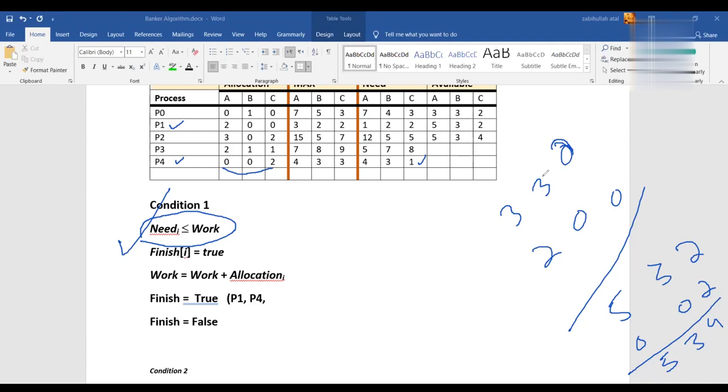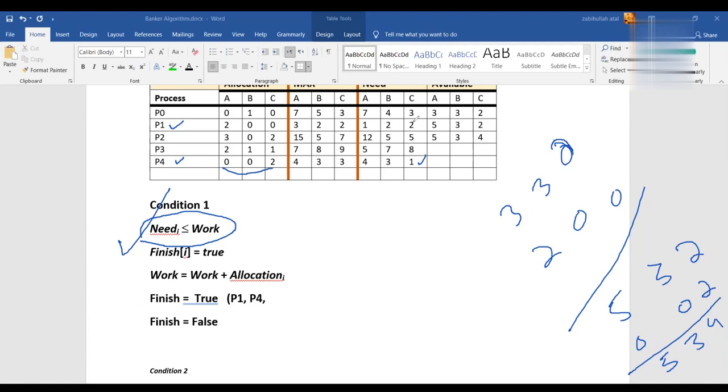Okay, now we have two true processes, P1 and P4. The system has 5, 3, 4 instances. So let's check this one. Yeah, I will check it for P2.